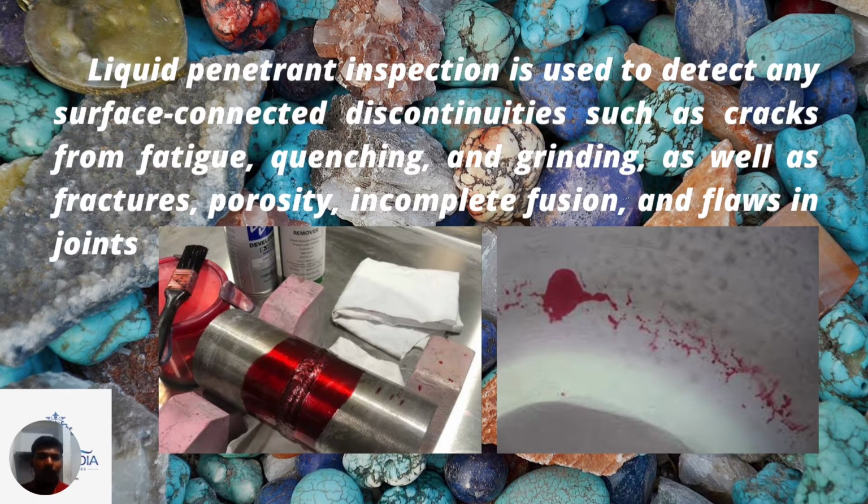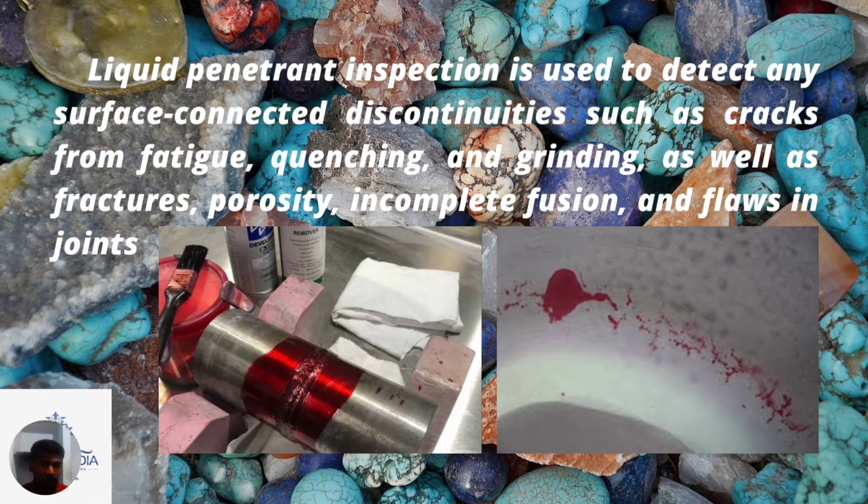Liquid penetrant inspection is used to detect any surface-connected discontinuities such as cracks from fatigue, quenching. Quenching is an example like to have a cold drink when thirsty. An example of to quench is to put out a fire. And grinding as well as fractures.